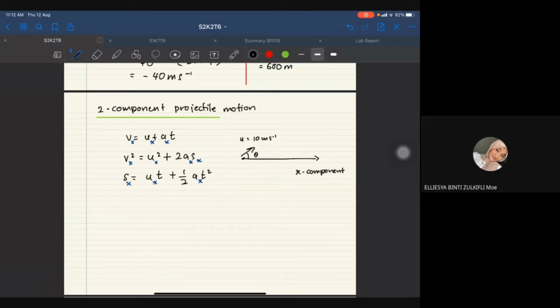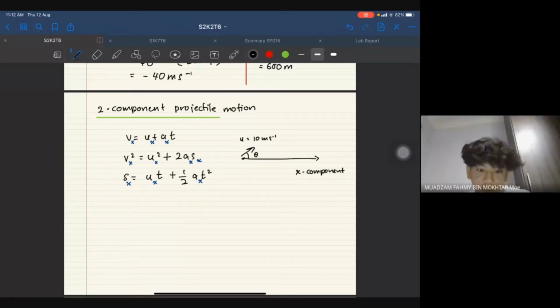So the only force acting on the arrow would be apa? Cuba kamu rasa apa? Ada satu force yang akan acting dekat arrow tu. Apa dia? Force yang sentiasa ada. Gravity. Yes, gravity. So the only force acting on this arrow would be gravity. So this is the only force that will be pulling the arrow downwards. So dia daripada sana, dia gerak, dan dia akan turun lah. So this is because of the gravity.